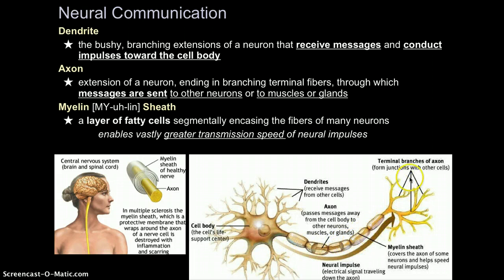And then we reach the terminal branches, and this is what almost touches but not quite touches other neurons, and the messages go through the terminal branches, jump the synaptic gap, and travel through to the next neuron.